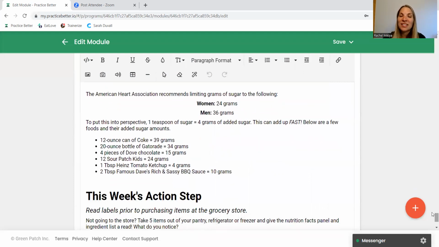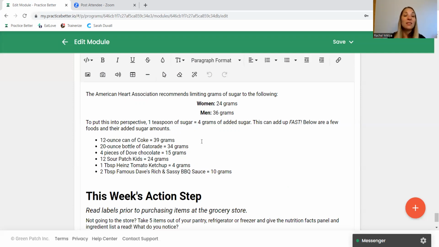And I wanted to put some products down here so you know how much sugar is in them. A 12-ounce can of Coke is 39 grams of added sugar. This is all added sugar. A 20-ounce bottle of Gatorade is 34 grams. 4 pieces of Dove chocolate is 15 grams. 12 Sour Patch Kids. I had to put this on there because I love Sour Patch Kids. 24 grams just in 12 little pieces. And the ketchup we already kind of went through. And then Famous Dave's Rich and Sassy Barbecue Sauce, in 2 tablespoons is 10 grams of added sugar.